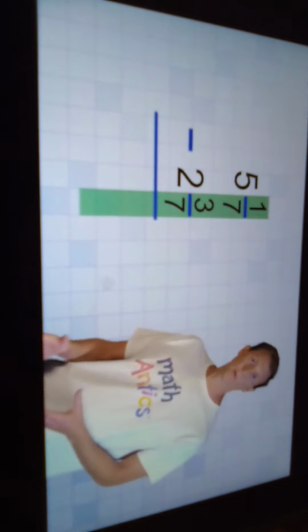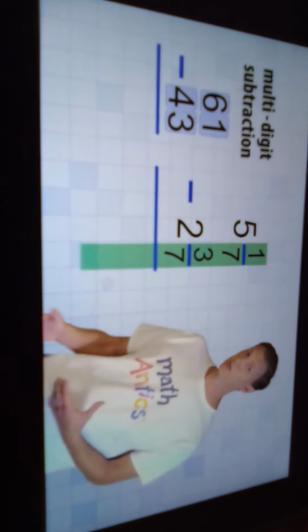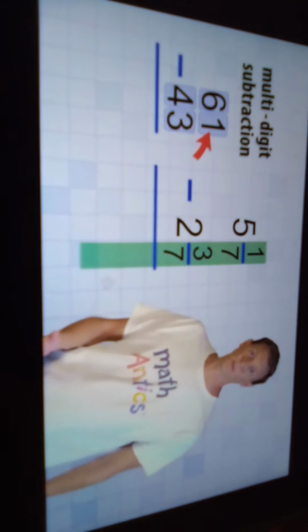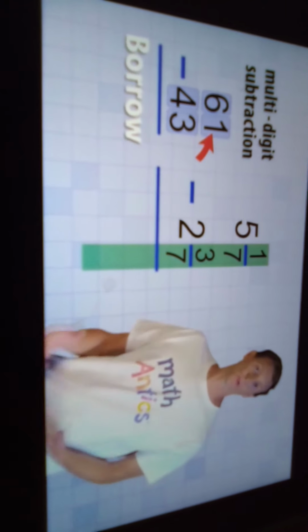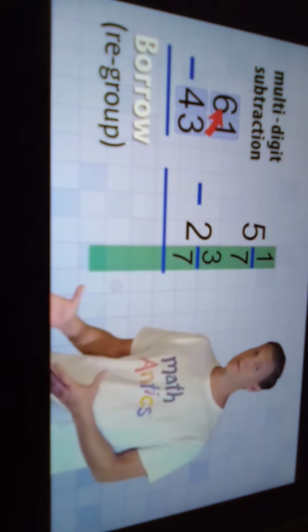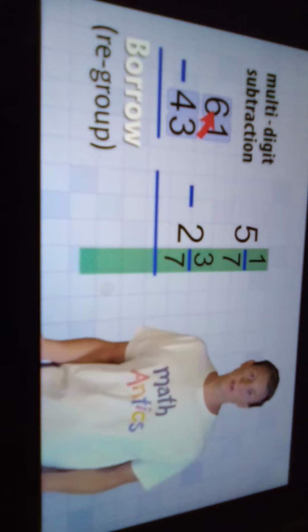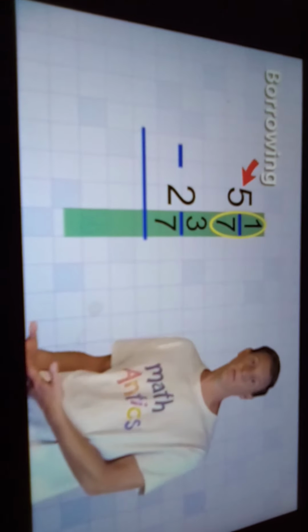Well, do you remember what you do in multi-digit subtraction when you have to subtract a bigger digit from a smaller one? Yep, you borrow or regroup from the column to the left. And we can do something really similar to that with mixed numbers. We can make the fraction part of a mixed number bigger by borrowing from the whole number part.